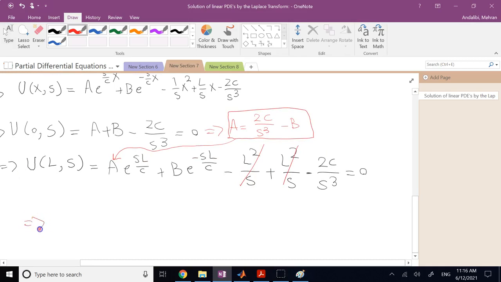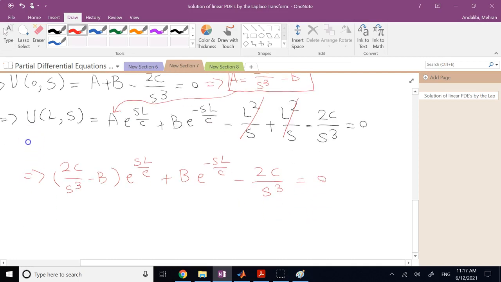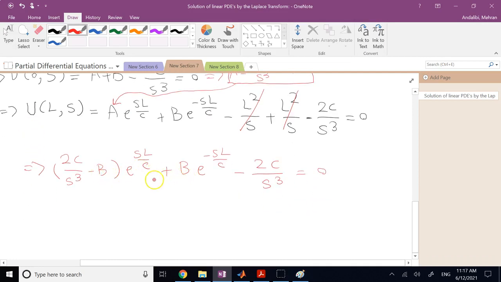Where you will get 2c over s cubed, minus b, times exponential of s l over c, plus b, exponential of negative SL over C, and then minus 2C over S cubed is equal to 0. And then you factor out the B term here, correct? Or you can take them to the other side if you want. And if you look, these two terms are similar except for this exponential.